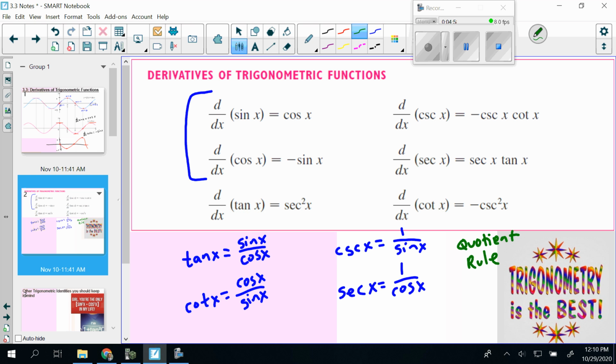So these two you do need to know. You can find all the other ones off those ones, but those ones you do need to know. Okay. The other ones you could find if you needed to with quotient rule. Or as you keep doing these, you should start memorizing a few of them, I'm sure.